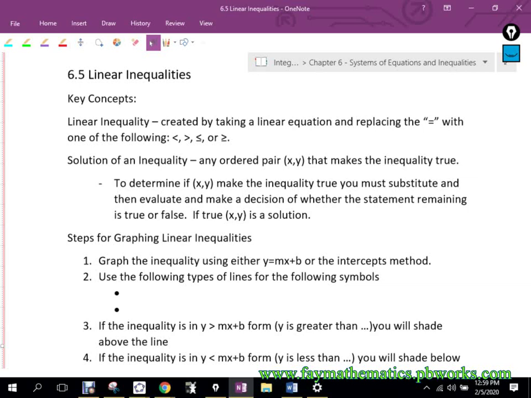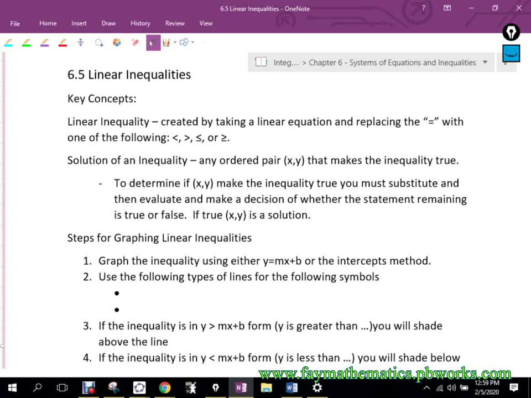So we're talking about linear inequalities. Inequalities are when things are unequal, right? A linear inequality is created by taking a linear equation, something like y equals mx plus b, and instead of having an equal sign, we replace it with the less than, greater than, less than or equal to, or greater than or equal to signs. That's the definition; when you hear me say linear inequality, that's what we want to think.